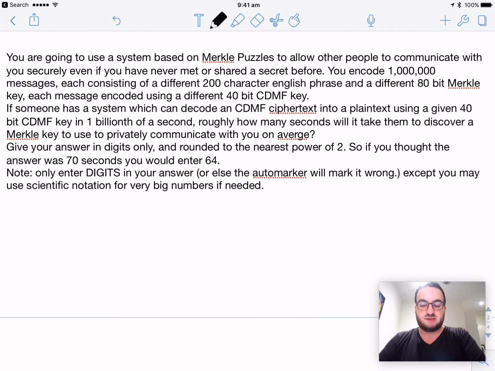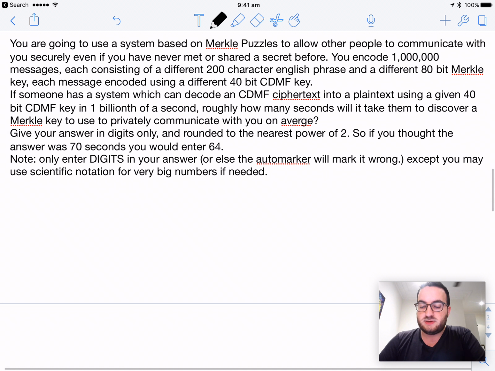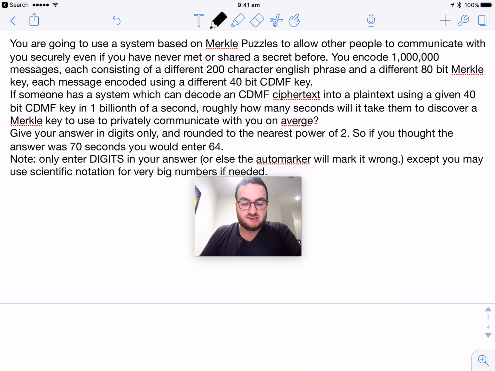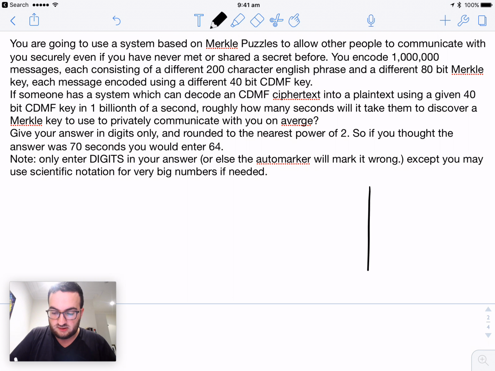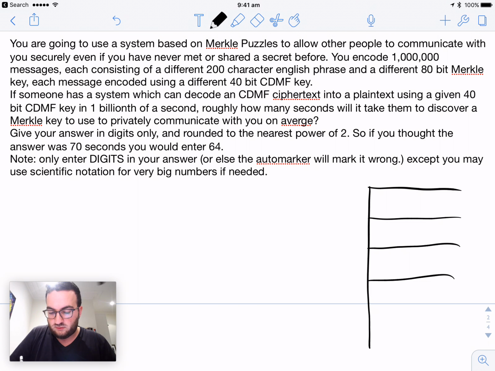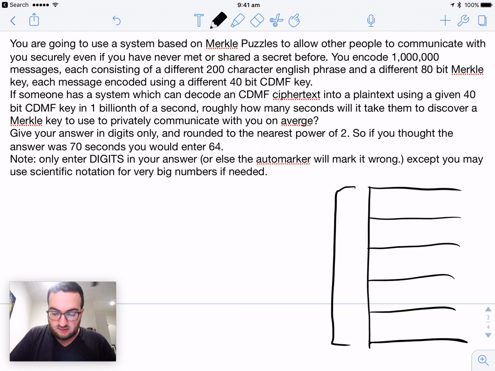So you're going to use a system based on Merkle puzzles to allow other people to communicate with you securely, even if you've never met or shared a secret before, which is the problem of key distribution. You encode 1,000,000 messages. So let me write this. I'm just going to draw this as I do it. Back to our puzzles. So I'm going to encode 1,000,000 messages.